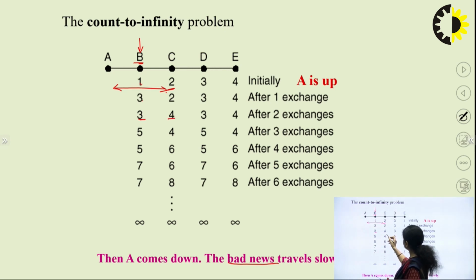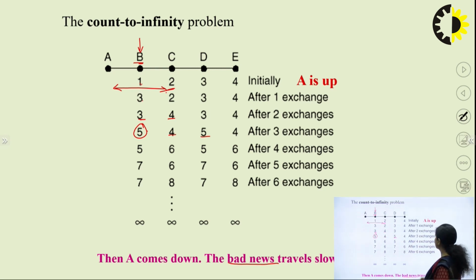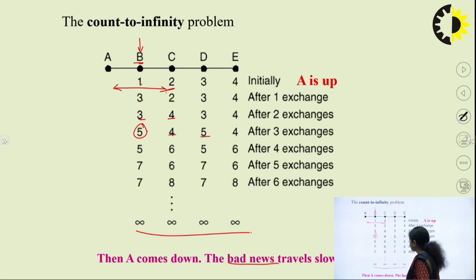Now this news spreads again, and B updates its value again, 3 plus 2, it becomes 5. C updates its value 3 plus 1, that becomes 4, and similarly D updates its value 4 plus 1, it becomes 5 and so on. After one exchange, 2, 3, 4, 5, 6 and so on. That means it becomes infinite. That's why this problem is known as the count to infinity problem.